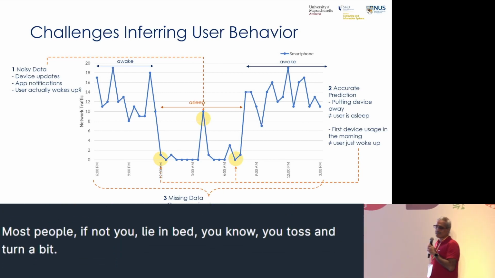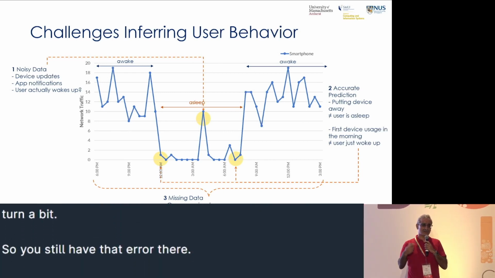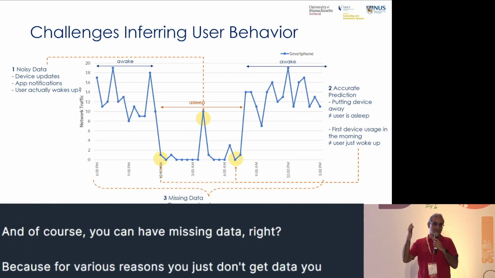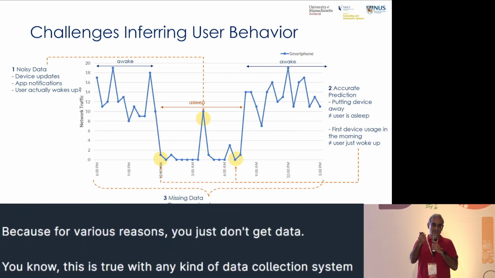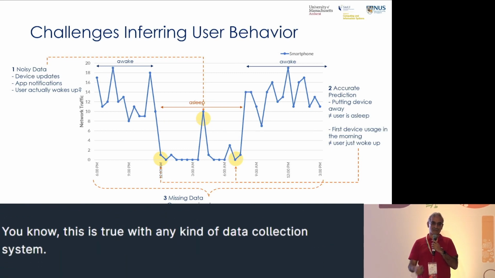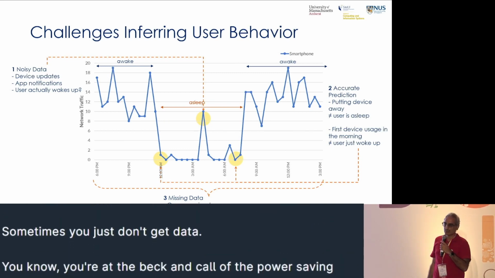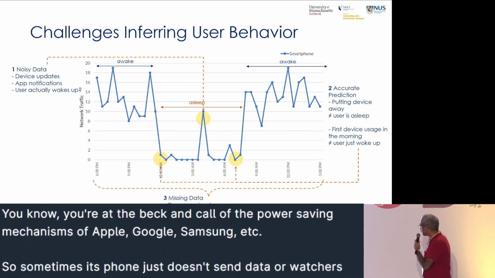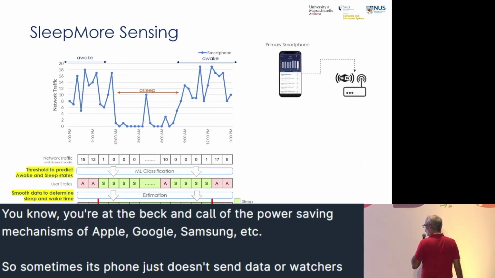And of course, you can have missing data, right? Because for various reasons, you just don't get data. This is true with any kind of data collection system. Sometimes you just don't get data. You're at the beck and call of the power-saving mechanisms of Apple, Google, Samsung, etc. So sometimes your phone just doesn't send data, or watches don't, because of some power-saving mode. Okay? So how do you actually operationalize this?